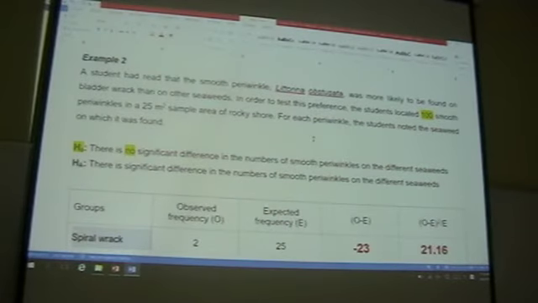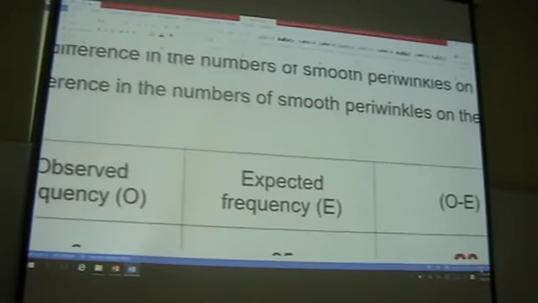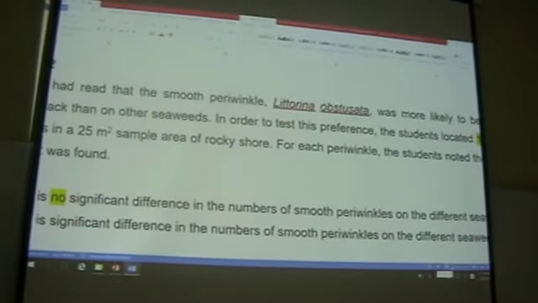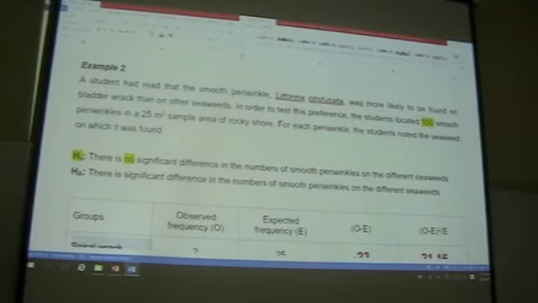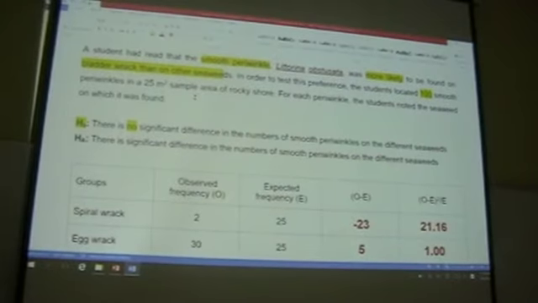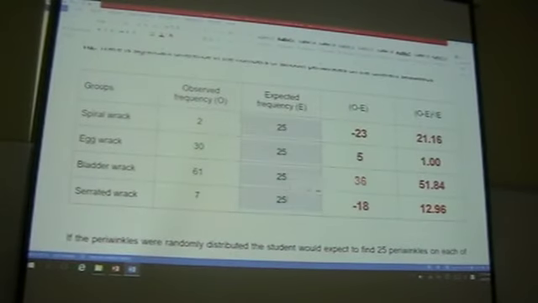This one is a little bit tricky because you might not be able to pick up the expected. You have to read the question carefully for you to pick up the expected. The student says that the smooth periwinkle is more likely to be found on bladder wrack than other seaweed, but the expected frequency is that it is not more likely. So your expected will be equal probability.